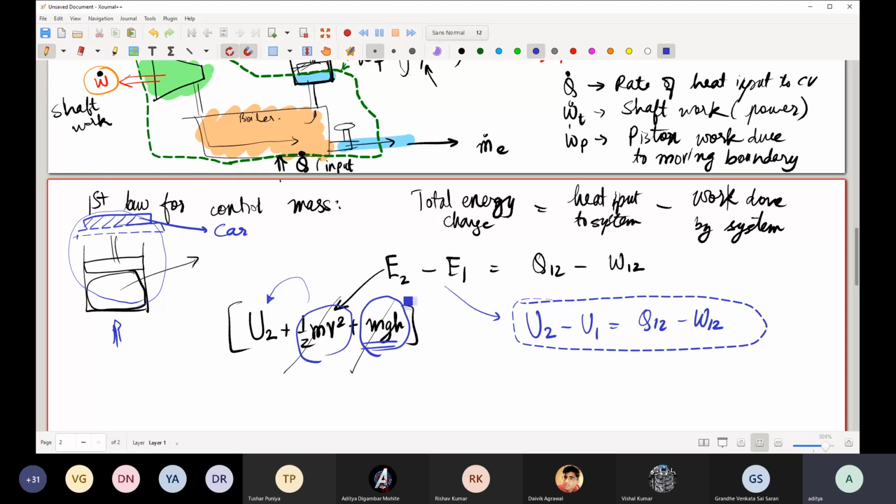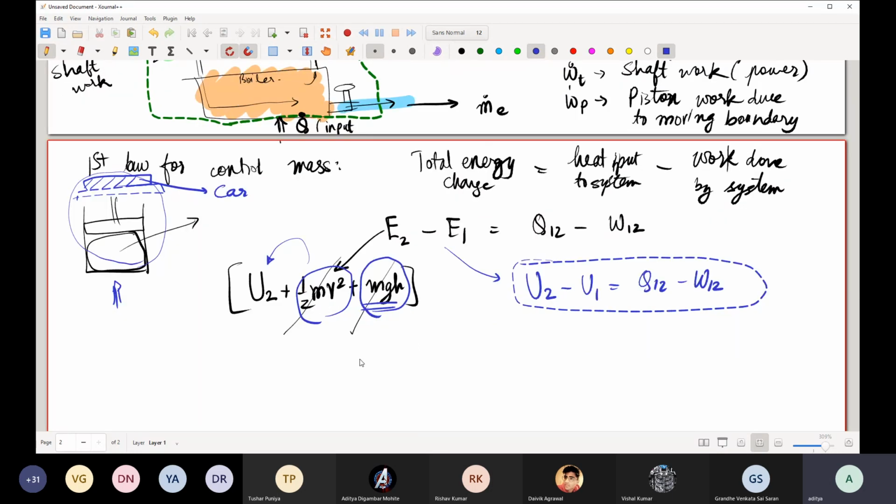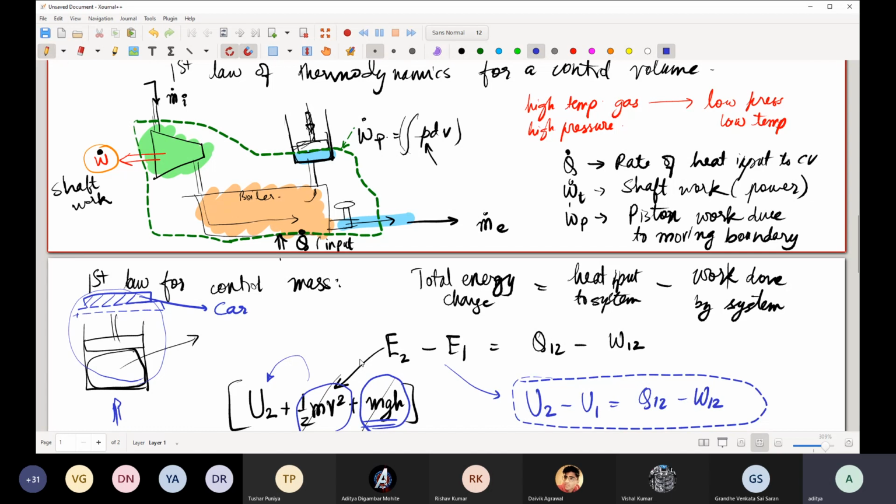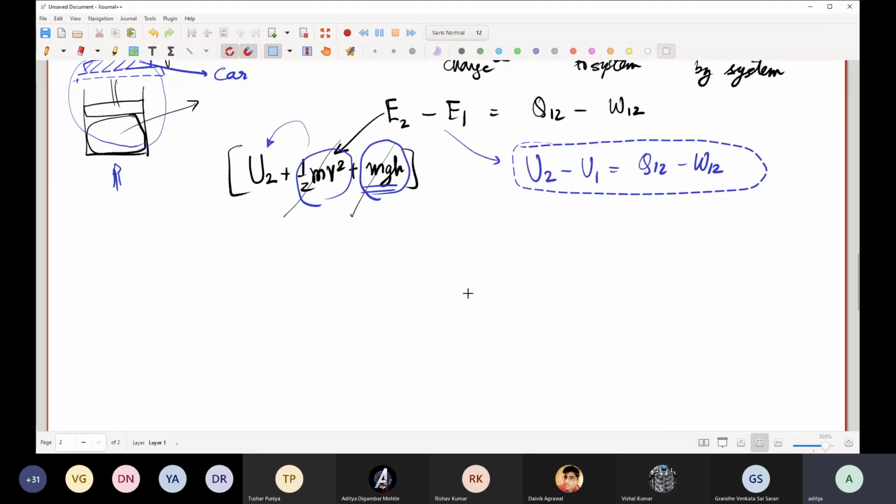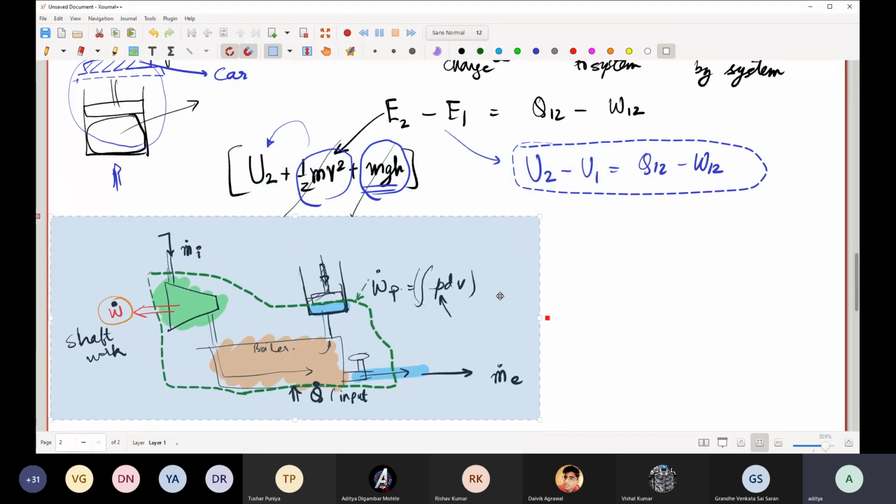All right, so this is for a control mass, but what happens for a control volume? You have stuff coming in, stuff going out. So we must now adapt whatever we have studied for all this to account for the fluxes of mass. So let me just grab hold of all this and then we can analyze it over here.